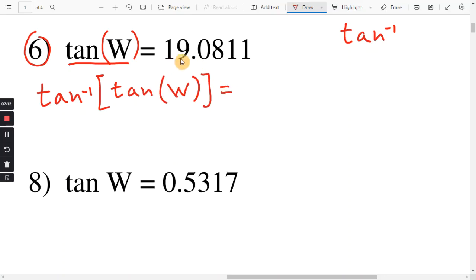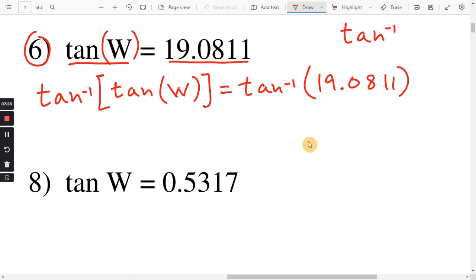And I'm going to do inverse tan of this number right here, 19.0811. All right, on the left-hand side, inverse tan and tan cancel, and we're solving for the angle W. We just do this on the calculator.